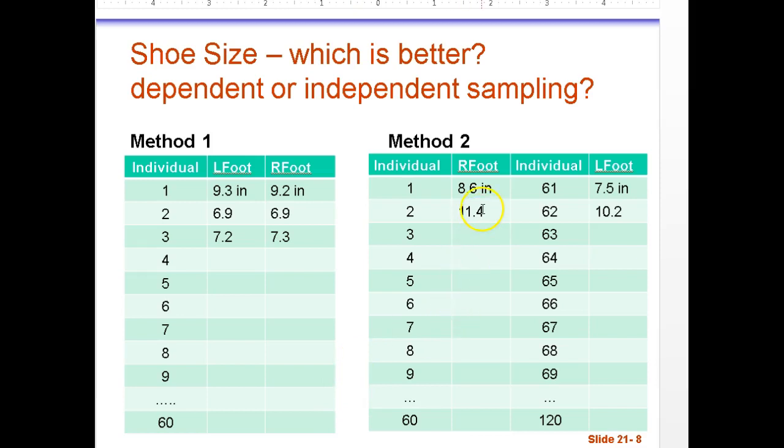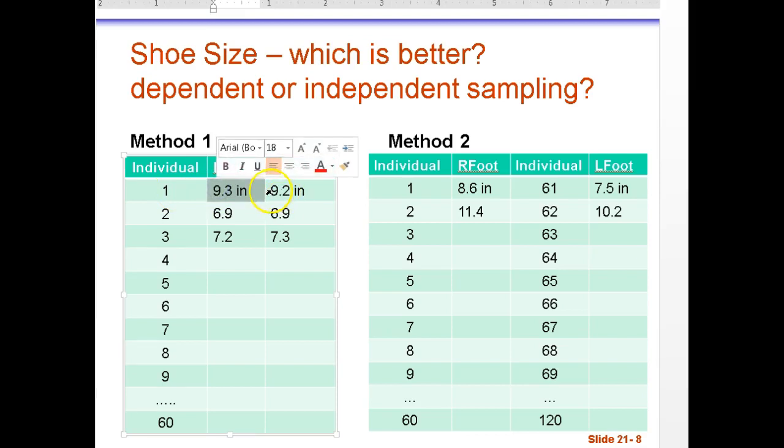Now, in method number two, these 60 individuals right here, for which we're only measuring their right foot, have absolutely nothing to do with the 60 individuals over here, for which we've only measured their left foot. This is definitely independent sampling. One group of people has nothing to do with the other group of people. As opposed to over here, this is paired. This measurement 9.3 is tied to that measurement of 9.2. It's tied by the same person.